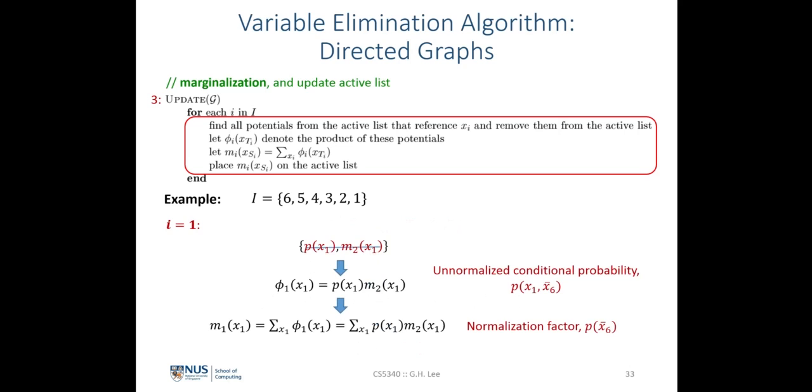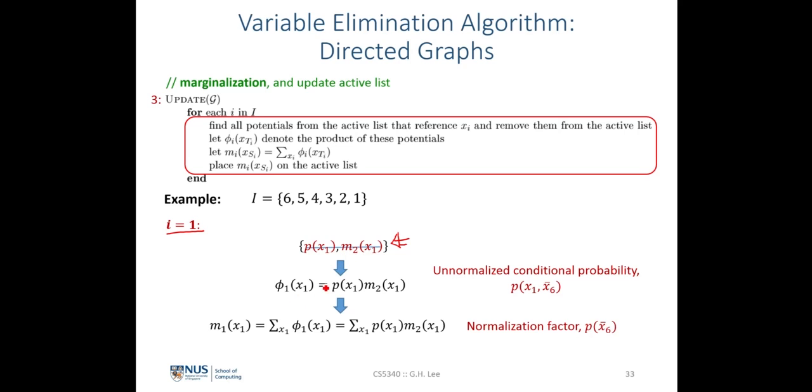And finally, after we have eliminated away x1, we would have realized that the active list would be exhausted right now. So this is the terminating condition. Once the active list is exhausted, then we would have reached the end of the marginalization step of the algorithm.